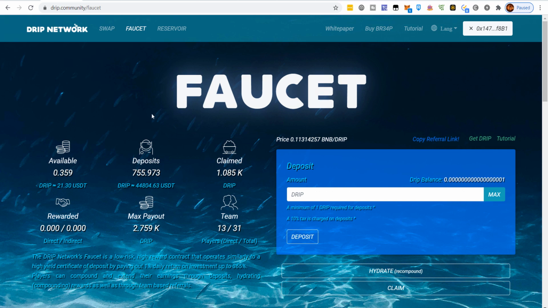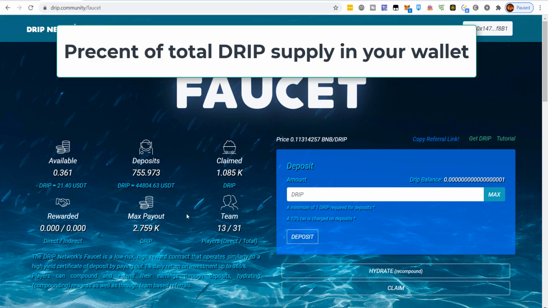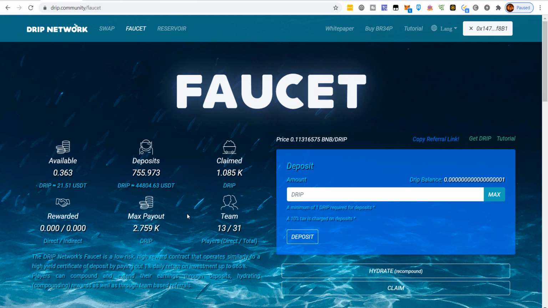So the way that works is if you have 1% of total drip in circulation inside of your wallet, you're going to pay an additional 5% tax when you go to sell. So in other words, everyone pays 10%, but you'd be paying 15% if you have 1% or more. If you have 2% or more, you're going to pay 10% additional tax, so you would be paying 20% to sell, not 10. And if you have 3% of total drip in your wallet, you're going to pay a 15% tax. If you have 4%, it's 20, and it goes all the way up to 10% or more. If you have 10% or more, you're going to pay a 50% additional tax.